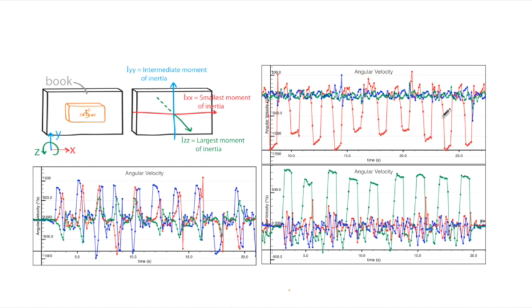Here is one last look at all of the data together. We can see our x-axis, our smallest moment of inertia, and our z-axis, our largest moment of inertia, provide stable rotations about their axes, whereas the y-axis with its intermediate moment of inertia provides the least stable rotation.